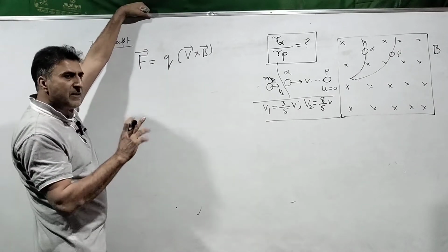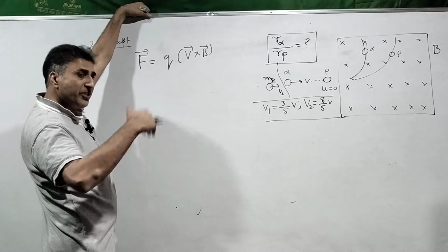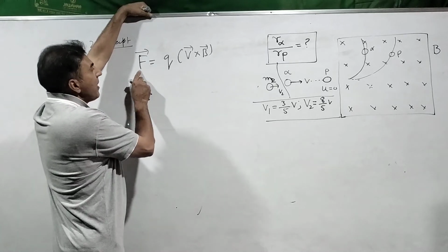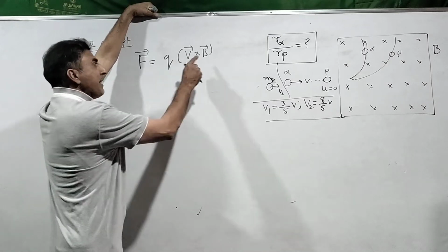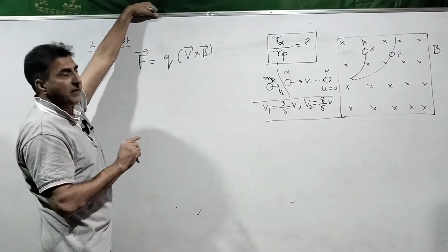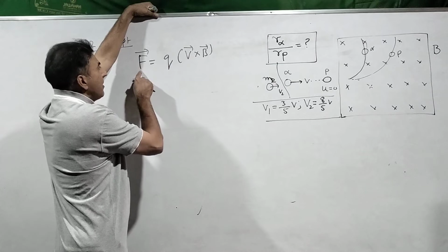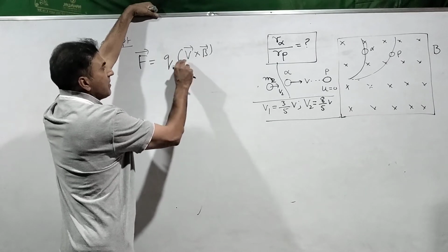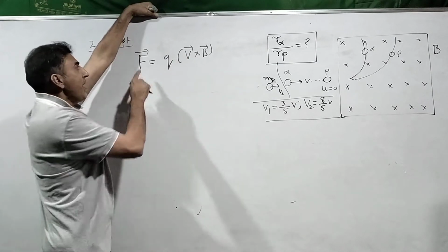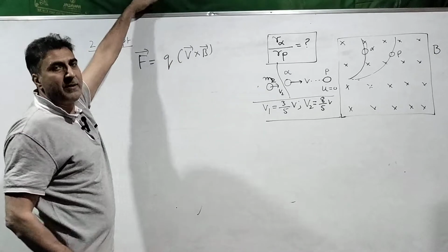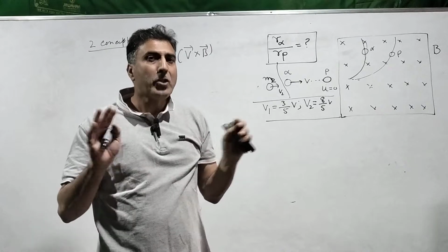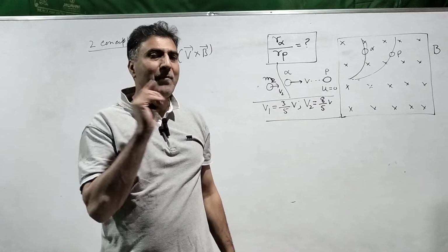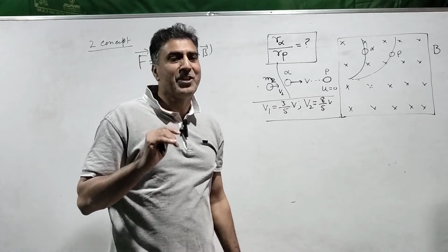This equation tells us that the force on the charge in the magnetic field should be perpendicular to the velocity and also perpendicular to the magnetic field. That is what the equation tells, because F is perpendicular to V and B. It's a cross product. So when F is perpendicular to V, that simply means that the direction of velocity changes, not the magnitude.